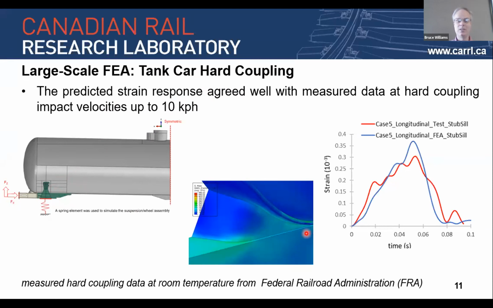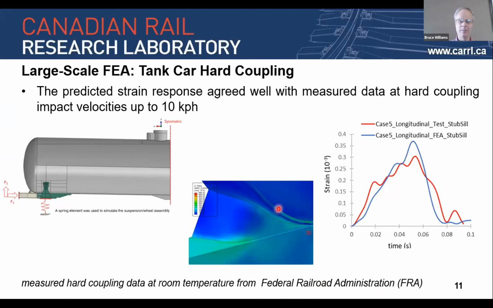There's a lot of work that was done experimentally at room temperature by the FRA. They have a lot of experimental results from these large-scale experiments, and the strain plot here shows that we can capture that response pretty well. If we take the slope of these curves, that would give us the strain rates. The strain rates are pretty small, much less than 100 strain per second, closer to maybe 0.1 strain per second. But we just wanted to make sure that we can capture that in the models.